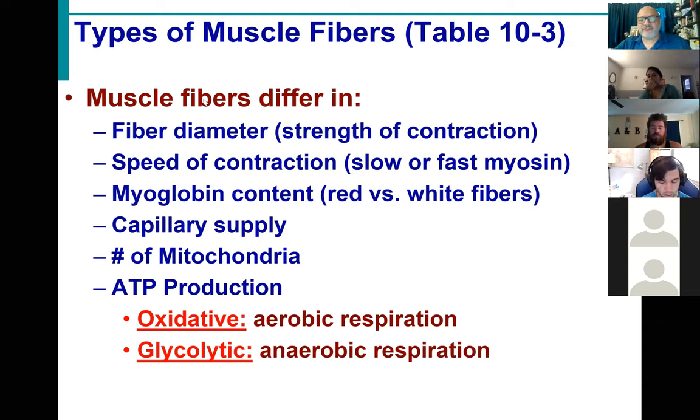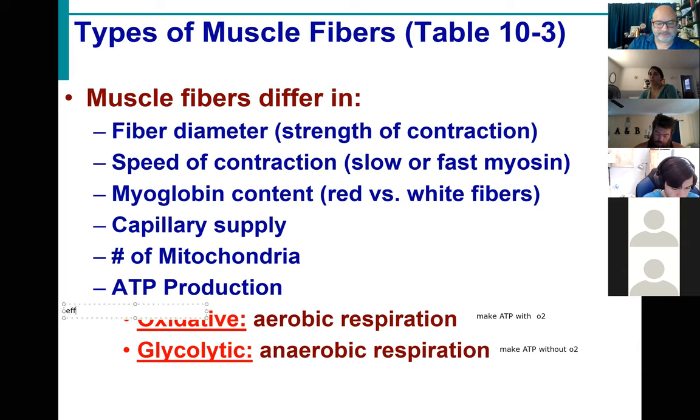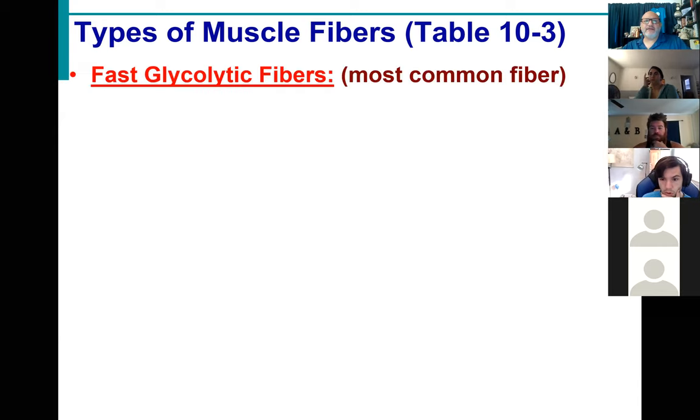And so again, notice a lot of these factors involve whether you make ATP with oxygen or without oxygen. And if you make ATP without oxygen, that is known as glycolytic ATP production. And as we also know, oxidative, as we've said, is very efficient, but it is slow, right? Whereas our glycolytic, as we talked about, was quick and dirty. It is a much faster way, but it is not nearly as efficient. We don't get nearly the ATP out of it. All right. Based on these characteristics, there are three main types of muscle fibers.